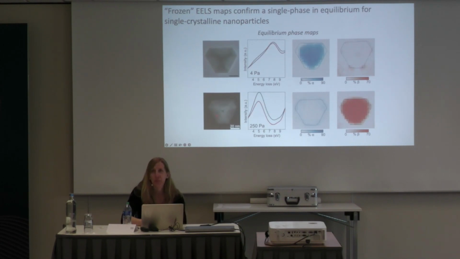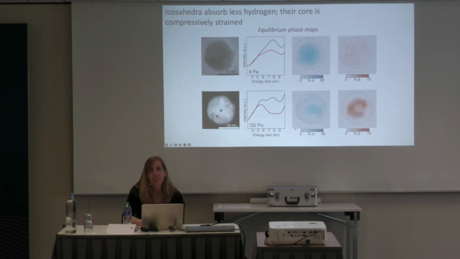Same with the prism nanoparticles that are also single crystalline, either fully dehydrogenated or fully hydrogenated when you're in thermal equilibrium. But with these icosahedral nanoparticles, we found something a little different. You can see, for example, here this pink dot and the green dot have 2 peaks when you're at higher hydrogen pressures. So that means there are portions of the nanoparticle that are remaining dehydrogenated. And one of those portions is the core of the nanoparticle.